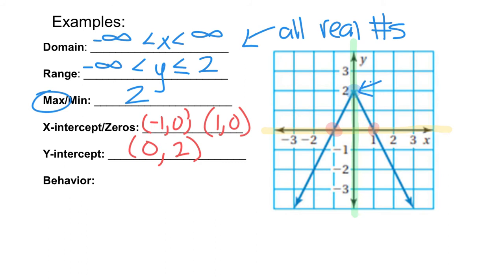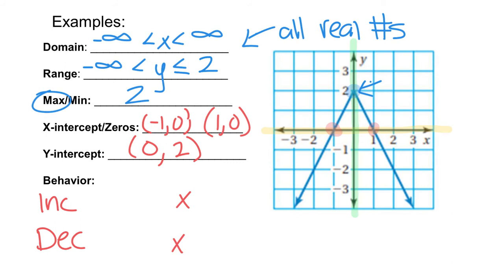And then we'll look at our behavior. So this graph is doing 2 things. If you start on the left side of it and you were going up the graph, if you were riding a bike, you would be riding uphill. And then once you reach the top, you would then be going back downhill again. So this graph is increasing, and then it is decreasing. So I'm going to describe both behaviors. It's increasing and decreasing.